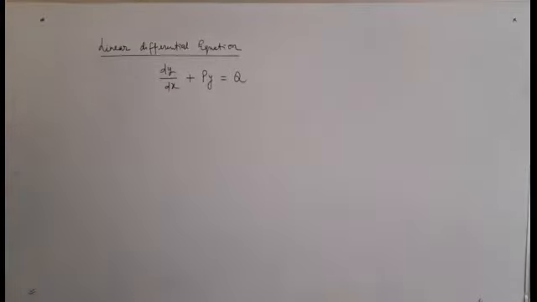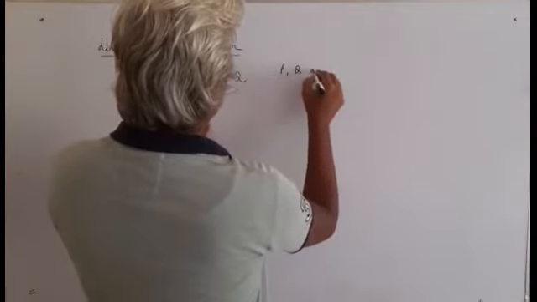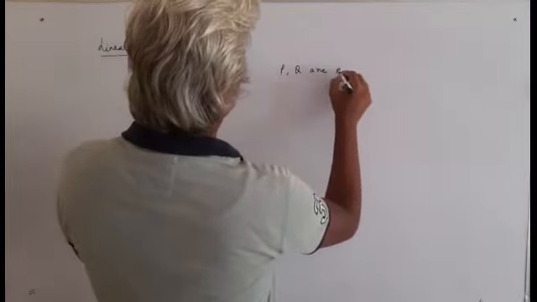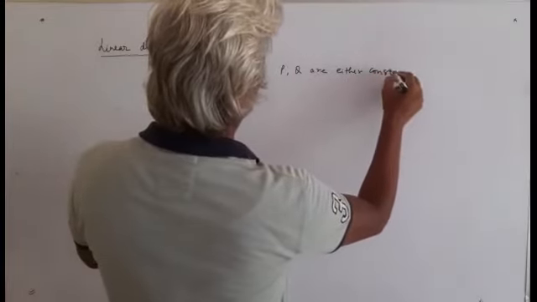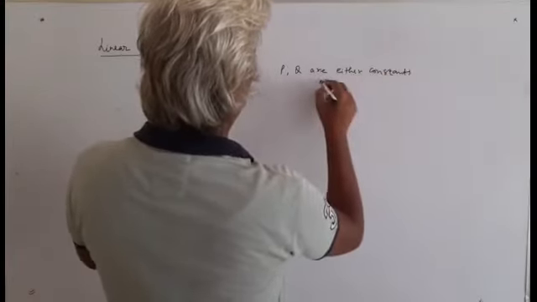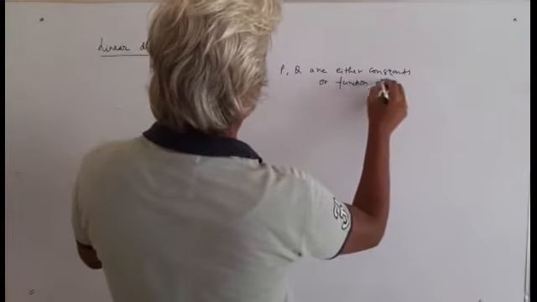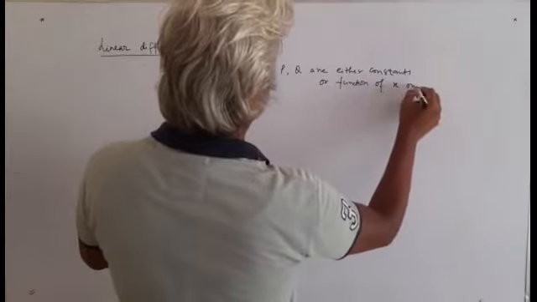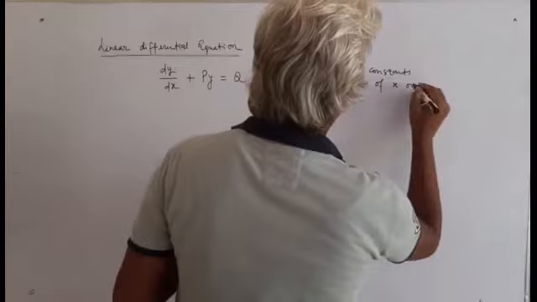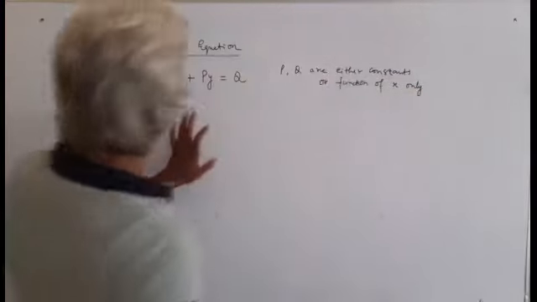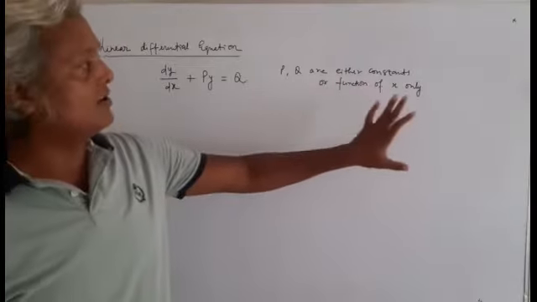Now, how to solve this linear equation? What is P and what is Q? P and Q are either constants or functions of x only. So P and Q are either constants or the functions of x only.